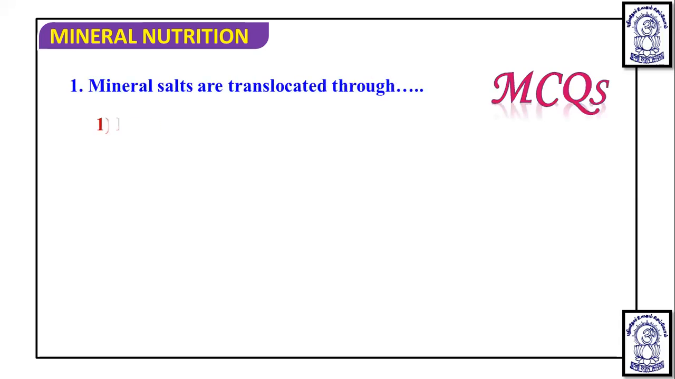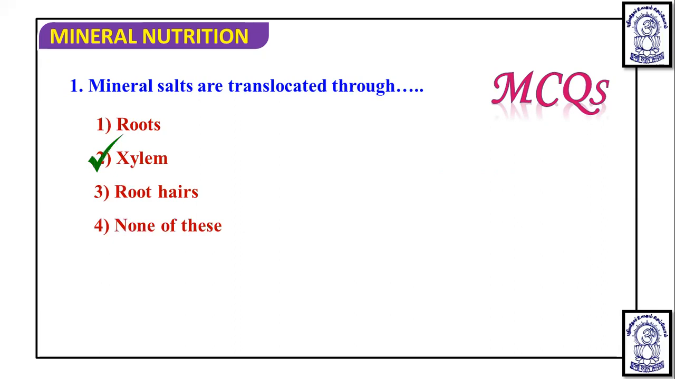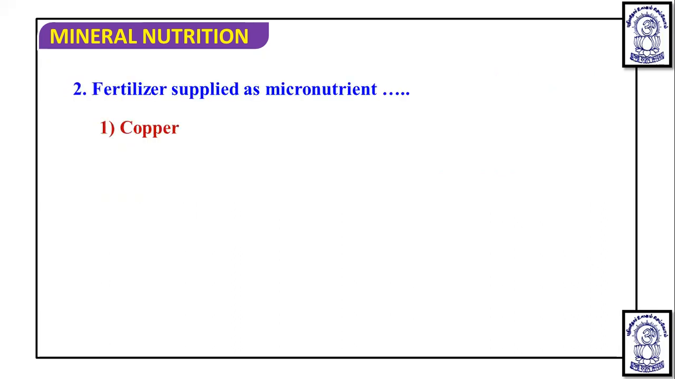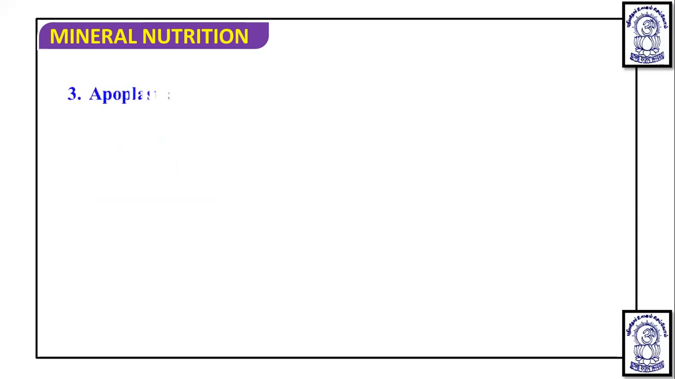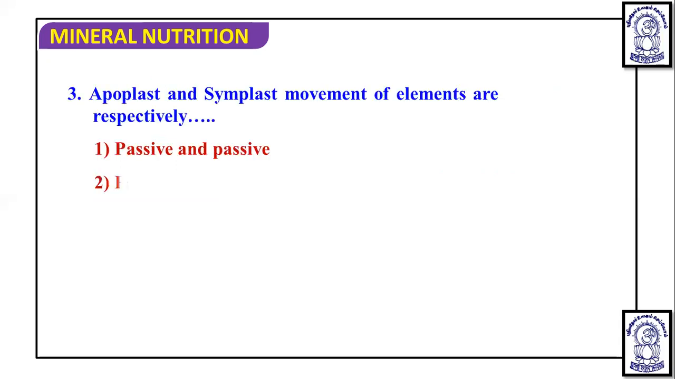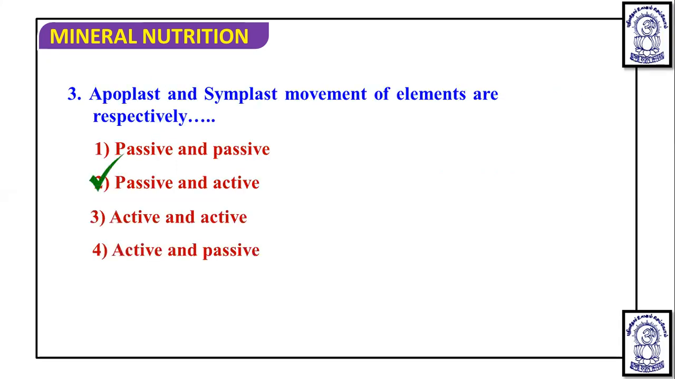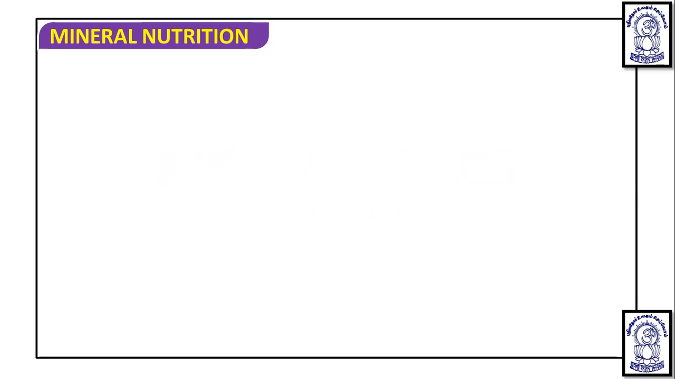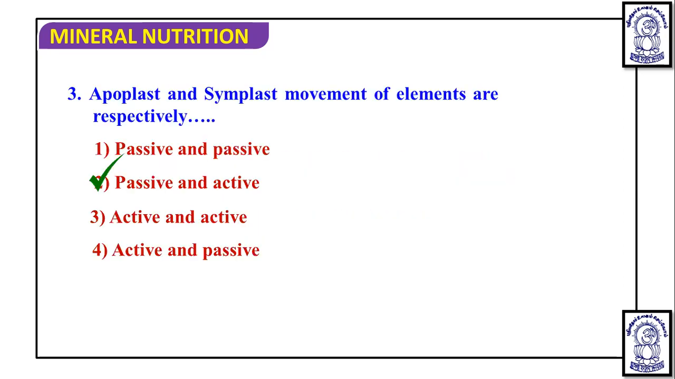So minerals are translocated through the xylem. Fertilizer supplied as a micronutrient is, for example, copper, because nitrogen, phosphorus, and sulfur are macronutrients. Apoplast and symplast movement of elements: apoplast is passive and symplast is active. Okay, so this is all about how the minerals are absorbed, how they are translocated, and why soil is a reservoir of mineral elements.